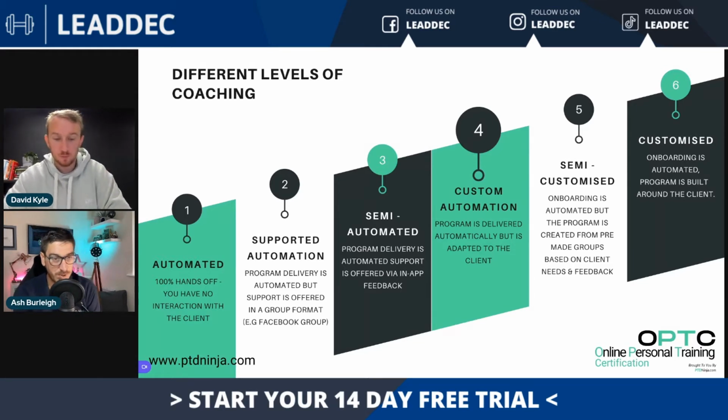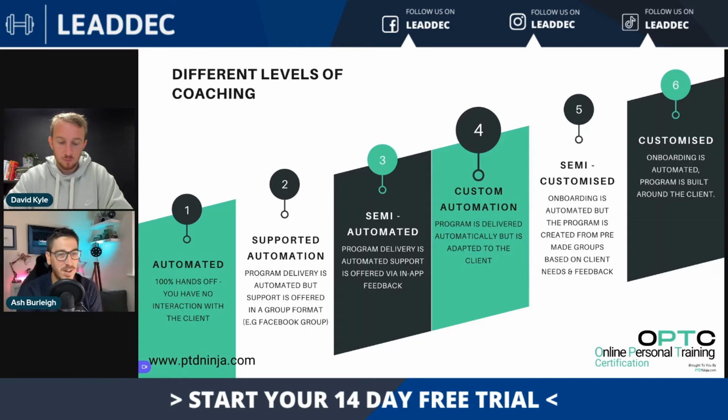We then have the next level up, which is level 2. This is supported automation. In fact, funny enough, probably one of the most successful online personal training programs actually follows this model. But I need to talk about how they got successful before you start jumping into thinking that's the one I'm actually going to go and do.